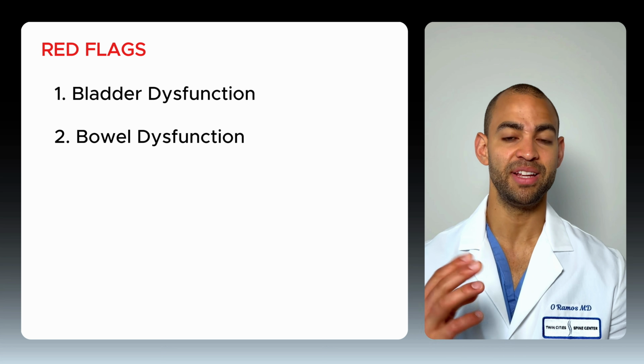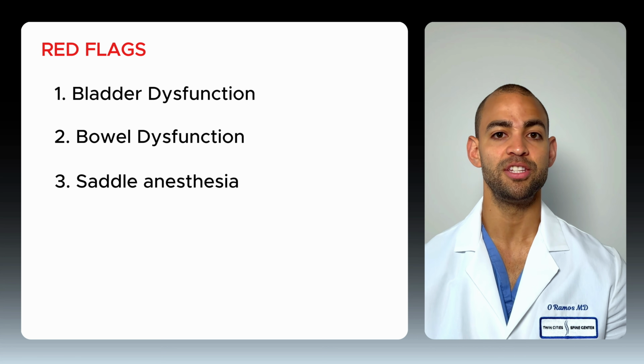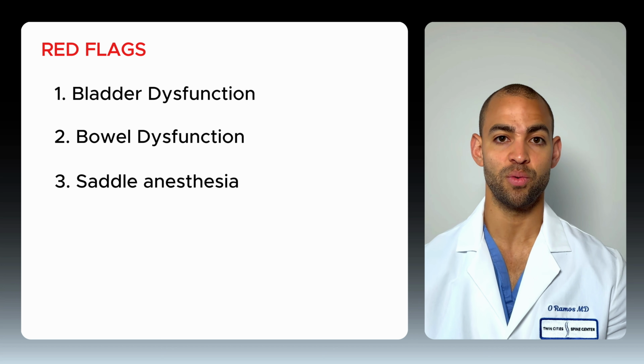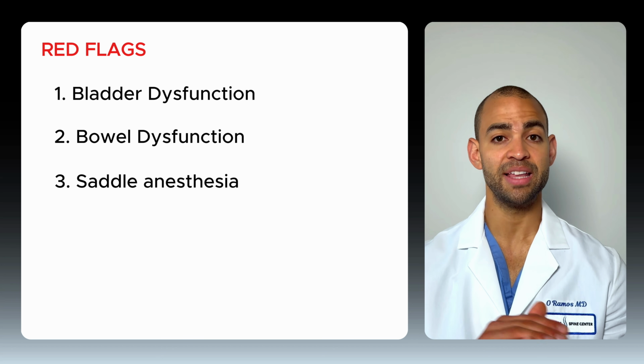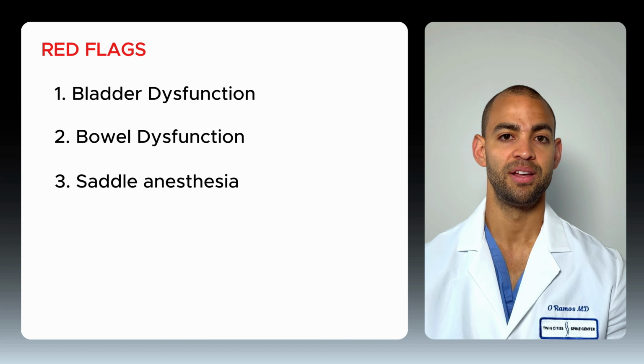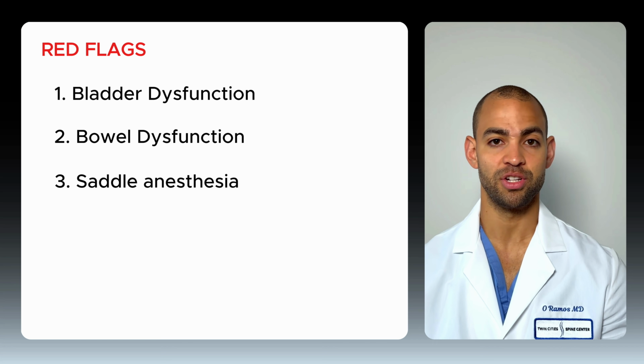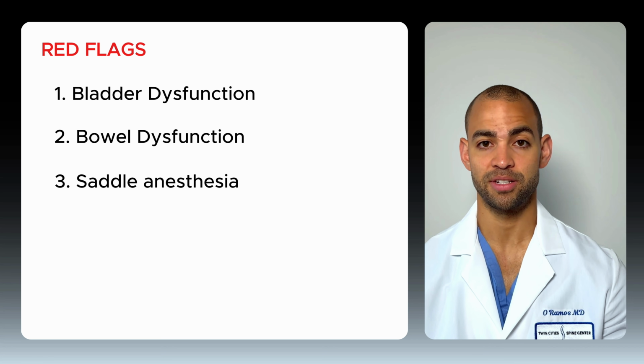Red flag number 3 is saddle anesthesia. This is numbness in the perineal region, the area of skin that would contact a saddle if you were sitting on one: the inner thigh, the groin, and the perineum. This is the territory of the S2, 3, and 4 nerve roots, which control the sphincters. Numbness in this region indicates those roots are being compressed.